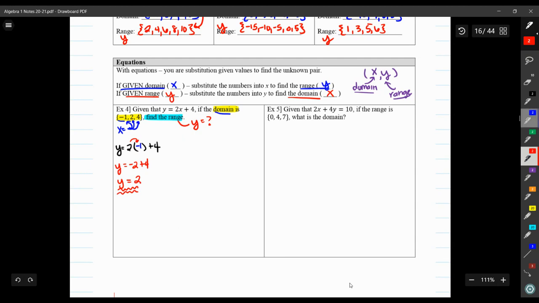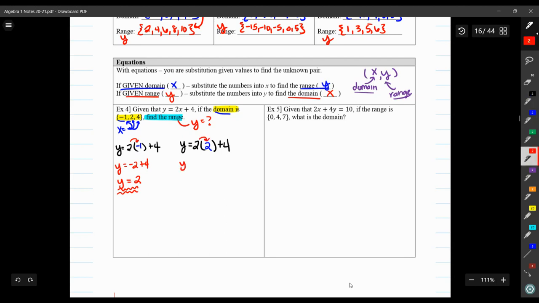That's not your final answer because I have 2 more domain values. I still have 2 and 4. So now we're going to substitute into the same equation. We're going to substitute the next domain value, so in this case, a 2. Wherever you see an x, put a 2 now. And we're going to simplify to find the range.